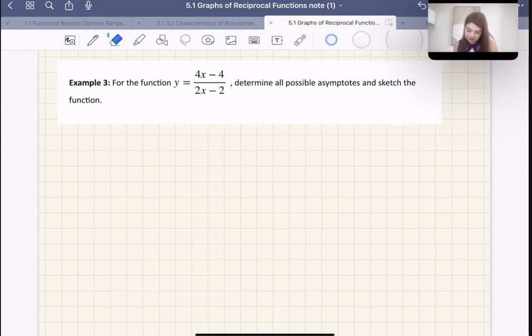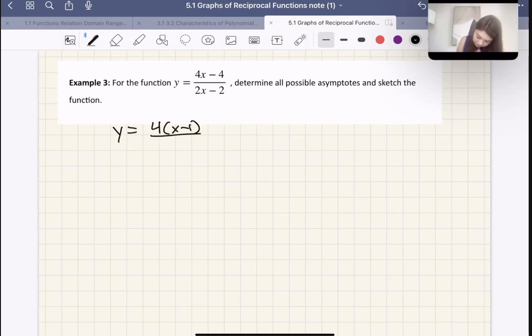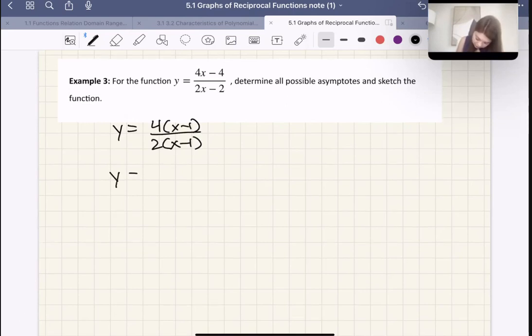It says determine all possible asymptotes and sketch the function. This one looks suspiciously like we might be able to factor this and get some common factors. So let's see if we can. y equals 4 times (x minus 1) over 2 times (x minus 1), which means y is equal to 4 over 2, because we can cancel the x minus 1s, which means y equals 2.